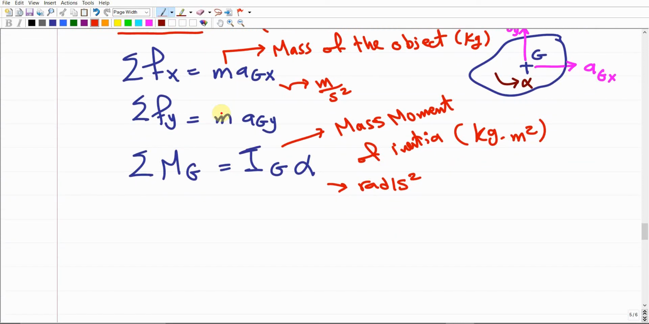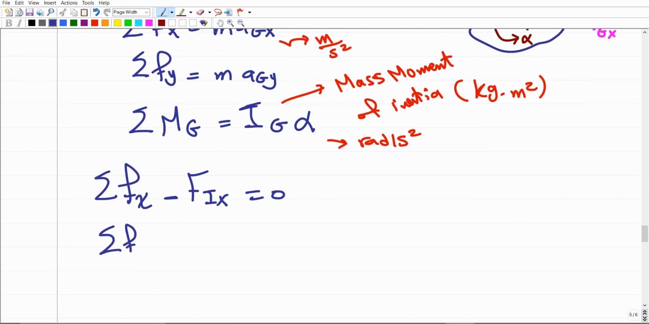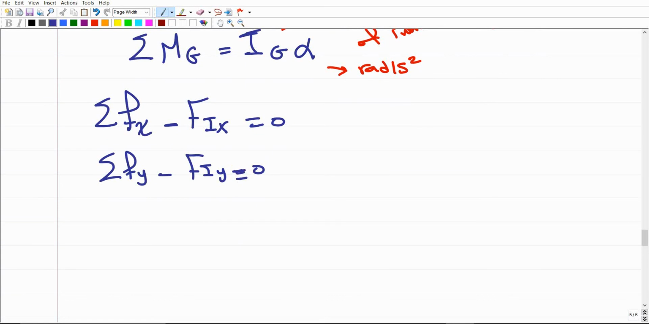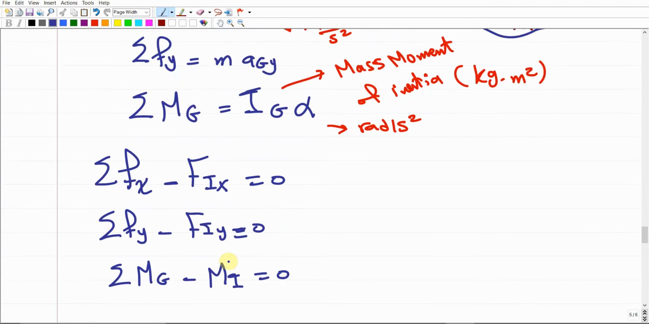But how about if I move these terms to the left side? I'm just going to move them with an opposite sign. So we're going to say that the sum of forces along x negative Fi, which is just inertial force along the x direction, equals 0. So I just call M AGX like Fi x. And the same thing, I'm just going to have here the sum of forces along y negative the Fiy equals 0. And the sum of moments, negative Mi equals 0, which is just inertial moment.